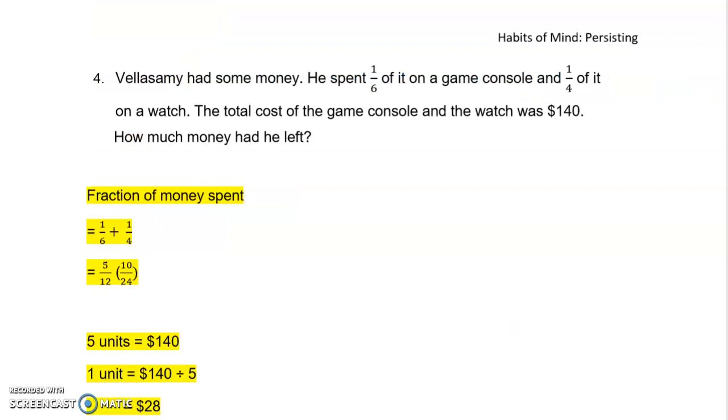This is question 4. Velasamy had some money. He spent 1 out of 6 of it on a game console and 1/4 of it on a watch. The total cost of the game console and the watch was $140. How much money had he left? So we have to add these 2 fractions, 1 out of 6 and 1 out of 4, which was what I did. Okay, the total fraction.